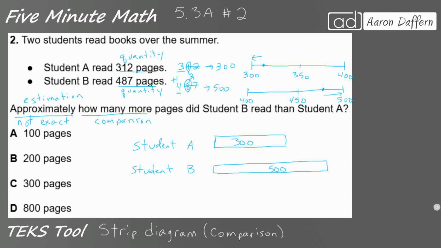And what am I looking for? I'm looking for the distance between those two. That's what comparison is. You're finding the missing gap if you're measuring those two together. So I've got 500 minus 300, and that's going to get us our answer of 200.